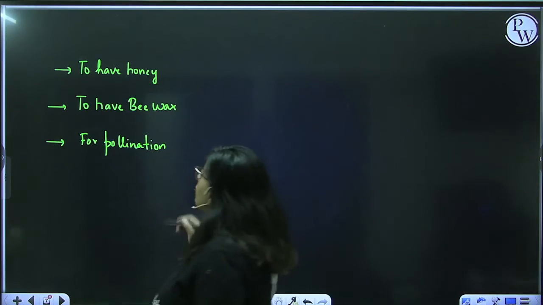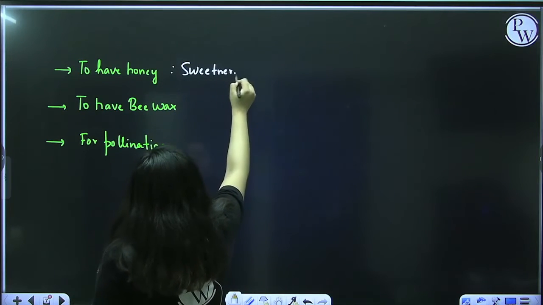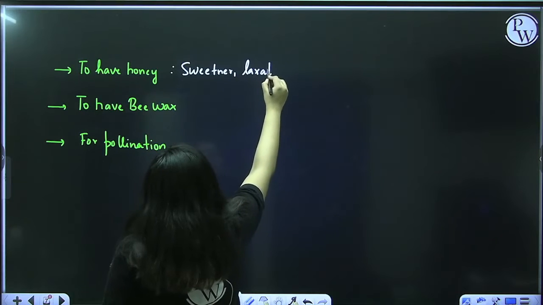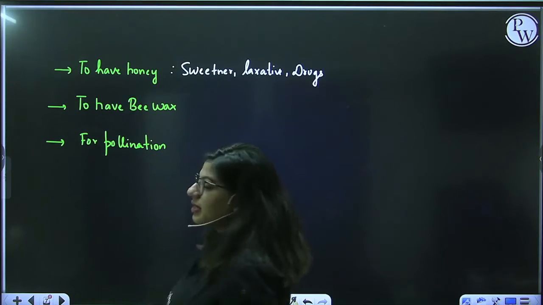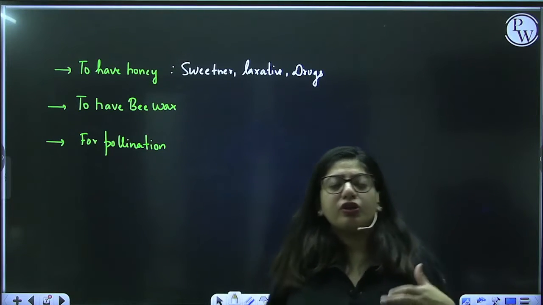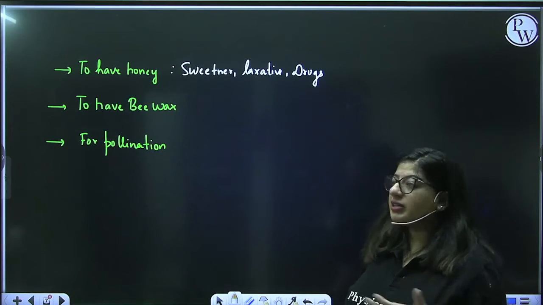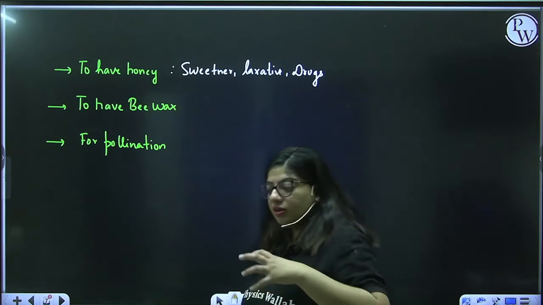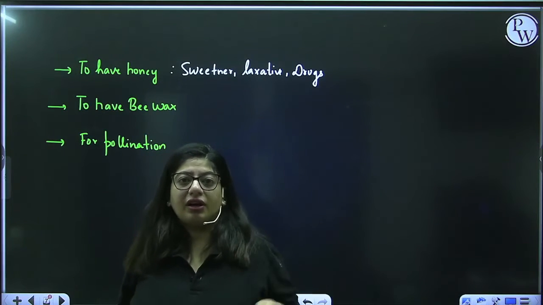Honey, what are the uses of honey? Honey is a sweetener. It's also a laxative, and it is also used in drugs. Okay, what is a laxative? A laxative is something which prevents constipation, and it is also used in the drugs in Ayurveda, right? In Ayurvedic medicine, honey is considered a topmost thing, right? A lot of medicines are dissolved in honey.